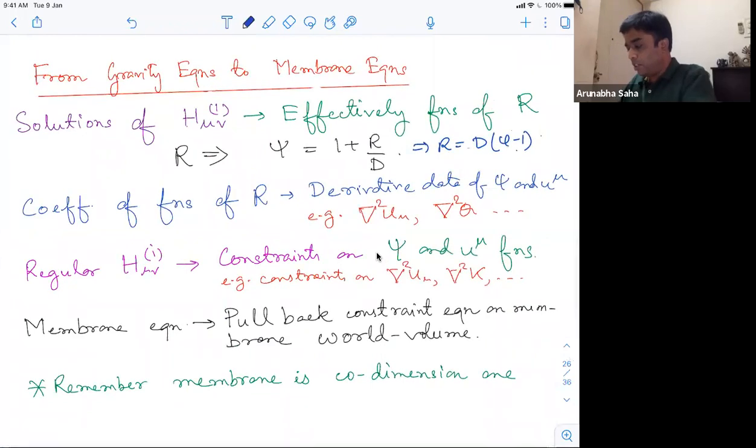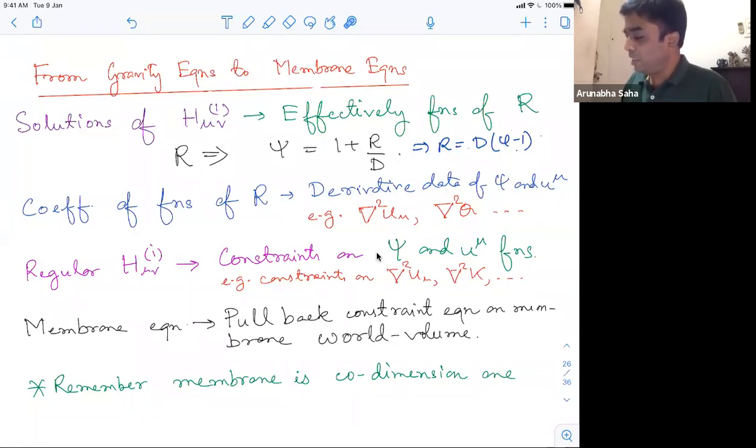Now, as I told you, the basic principle is to figure out the structure of the ordinary differential equation. Solutions of H mu are effectively functions of this function R. R is a parameterization of the psi. And coefficients of these functions are derivatives of the psi and u function. This is what I mean by solving ordinary differential equations, because effectively these are constants at a given order, and you only need to solve the differential equation along this direction. Now, regular H mu I at a given order will be constants on psi and u function, which in principle amount to constants on these functions.